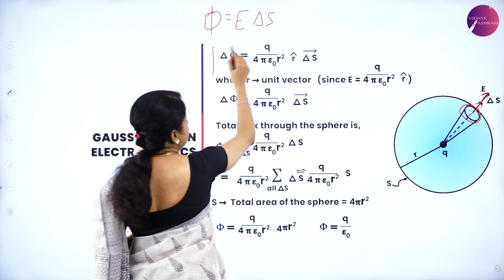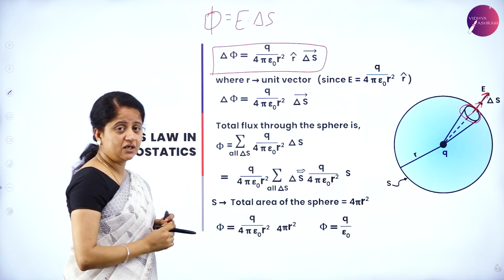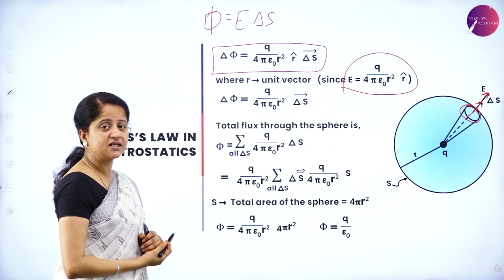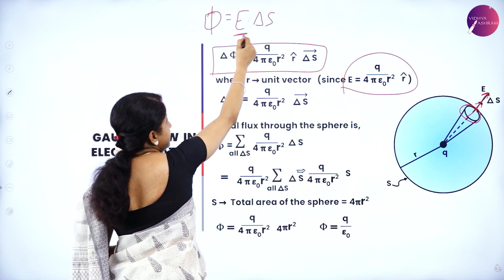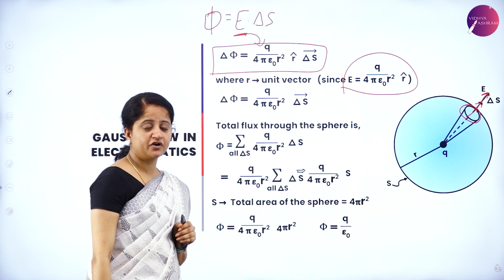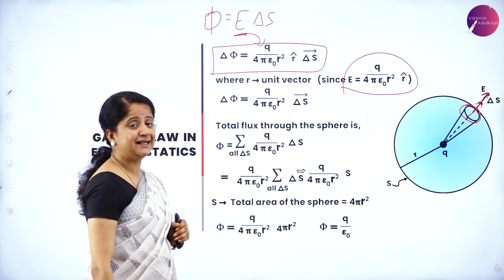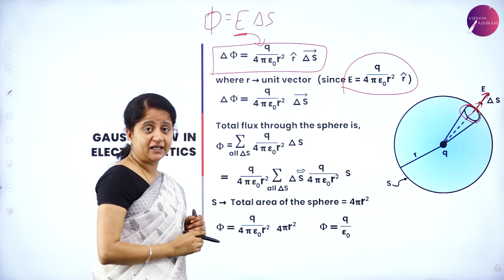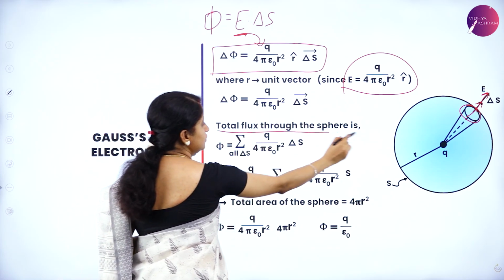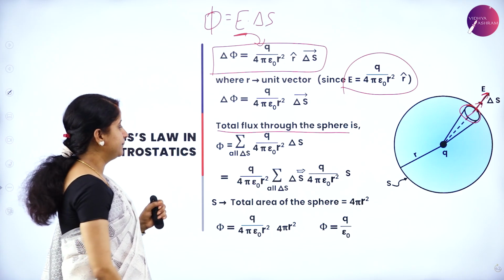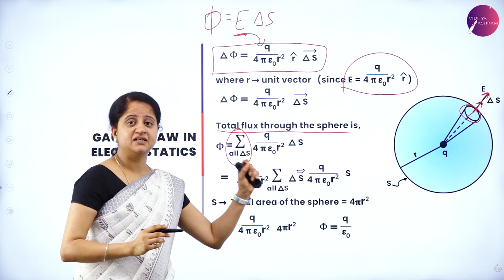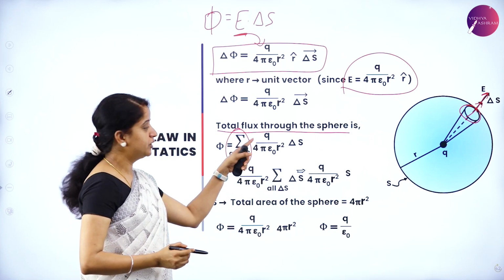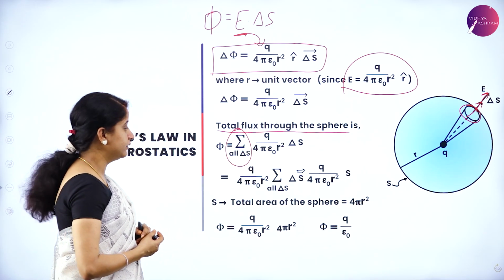So from that we can write delta phi, that is the flux, which is equal to, from this expression we know E is equal to Q divided by 4 pi epsilon naught R square into R cap. So I am substituting in the place of E, Q divided by 4 pi epsilon naught R square into R cap into delta S. So this is the electric flux passing through that small area element delta S. Now how to find the total flux through the sphere, and that can be calculated by adding all the small elements on the sphere, that is summation of all delta S into Q divided by 4 pi epsilon naught R square into delta S.